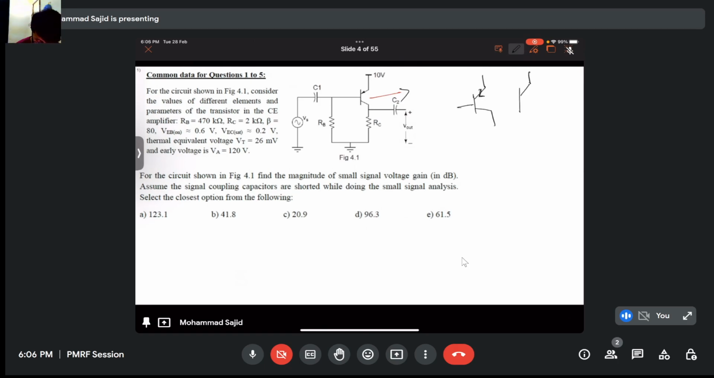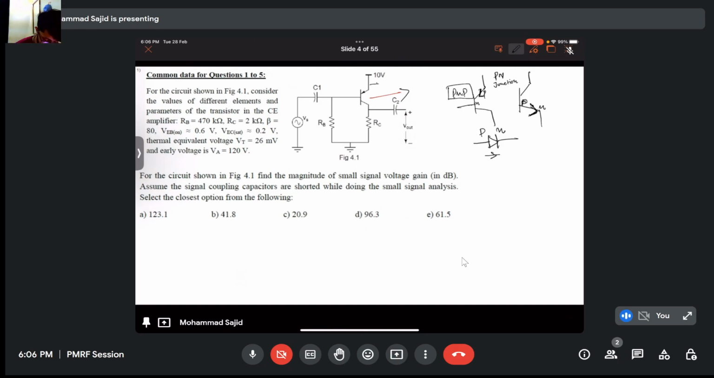If it is in this form, as I said in the first or second session, if you want to remember PNP and NPN, remember it as a PN junction. Current flows from P to N, right? So the arrow will be from P to N. Here the arrow is from this direction to this direction, so this has to be P, this has to be N. So this is a PNP transistor.